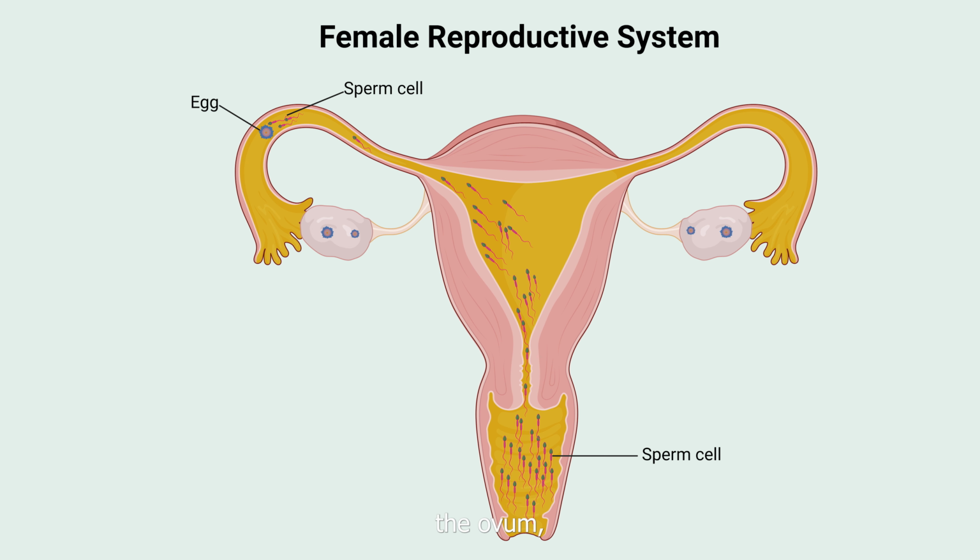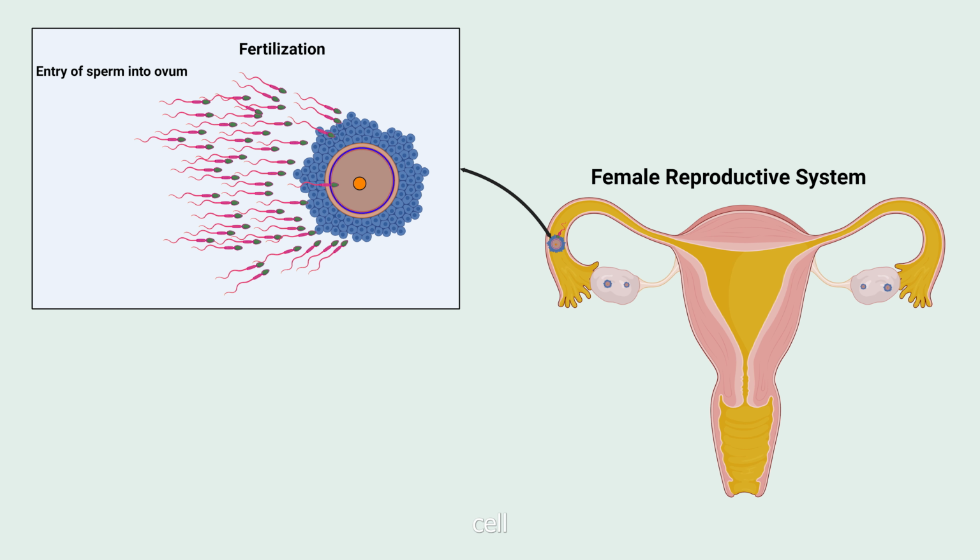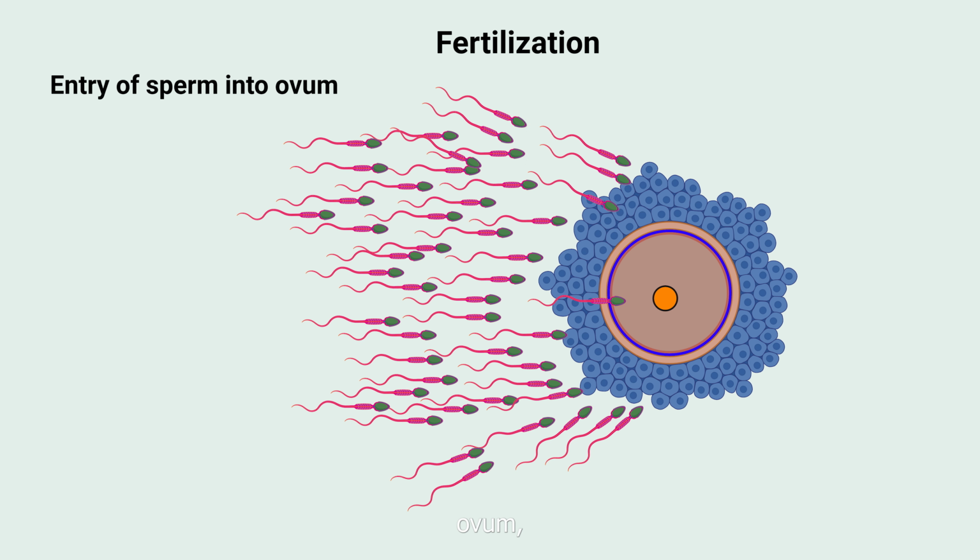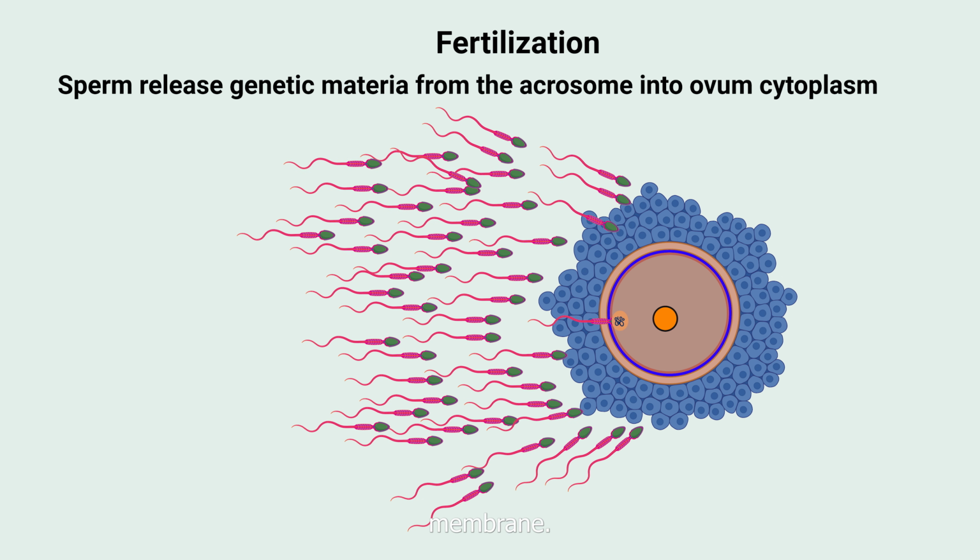Upon reaching the ovum, the successful sperm cell first burrows through the corona radiata of the ovum. Making contact with the zona pellucida, the sperm head then binds to receptors of the zona pellucida. The acrosome of the sperm releases its stored digestive enzyme that allows the sperm to fuse with the ovum plasma membrane. These events cause the egg's plasma membrane to change composition and prevent other sperm cells from entering the egg.